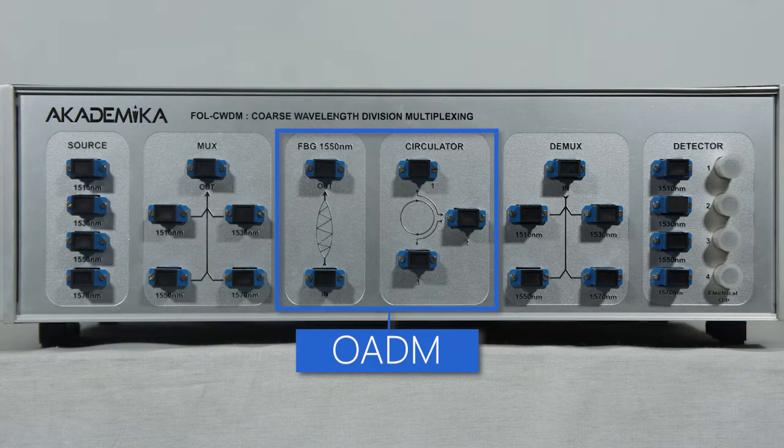OADM is a combination of a 3-port circulator and an FBG with a central wavelength equal to the wavelength that needs to be dropped, in our case, FBG at 1550 nanometer.